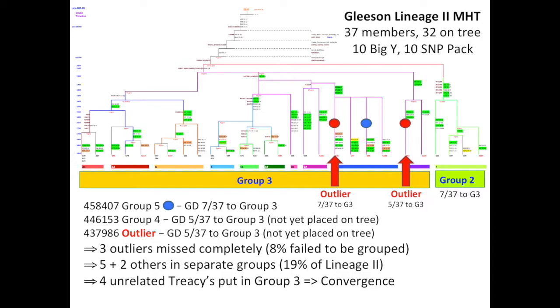The other thing it did was put four unrelated traces into group three, and those are their closest matches, at least within lineage two. These are people that are connected to the leases by a common ancestor that was 1,500 to 2,000 years ago. So these are matches that are due to convergence, but the program doesn't recognize them as convergent, chance matches. It puts them into my lineage two where they should not actually be. So these are some of the limitations of this particular group.